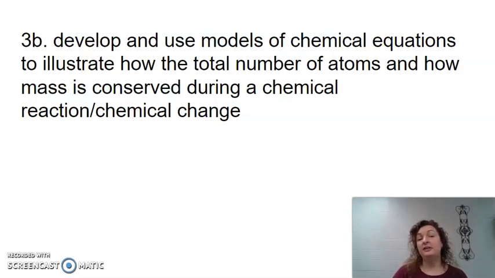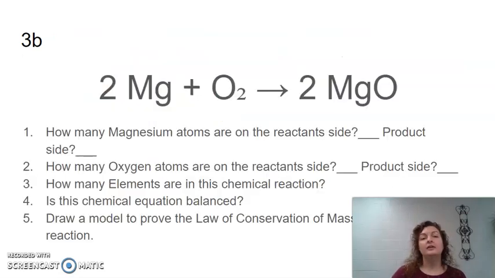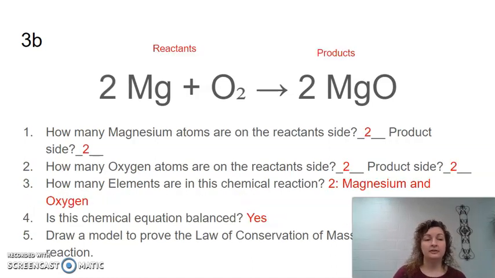So we're going to look at 3B. It says, I can develop and use models of chemical equations to illustrate how the total number of atoms and how mass is conserved during a chemical reaction and chemical change. So the very first thing you see on your paper is going to be this chemical equation, and it's asking you a whole bunch of questions about it. So let's take it one question at a time and make sure we understand.